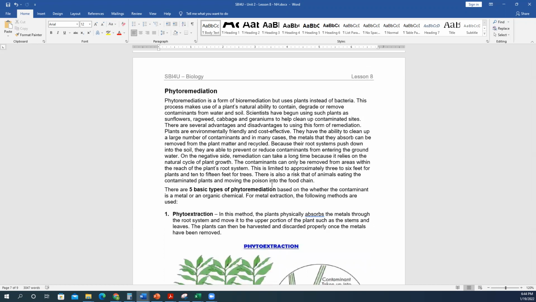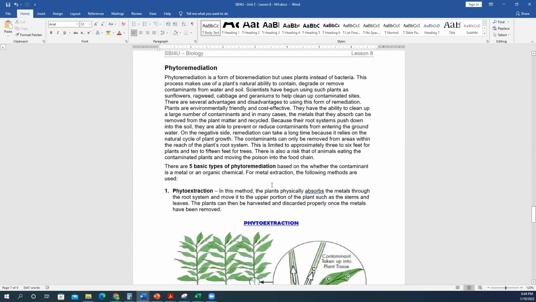So we talked about these processes that use bacteria to help clean up contaminants. Now we can talk about phytoremediation. Whenever you're talking about phyto, you're talking about something related to plants. Phytoremediation is the kind of bioremediation that uses plants instead of bacteria. Here, the natural abilities of various plants are used to help clean up contaminants from the environment. Plants are used to contain or take up the contaminant or toxin.